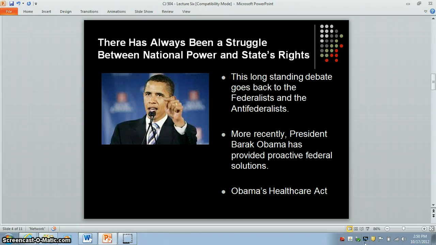The election of President Barack Obama in 2008 certainly sent shockwaves through the Republican Party. Republicans were leery of the fact that President Obama favored proactive federal solutions. As a result, the ultra-conservative Tea Party emerged. For Tea Partiers, Obama's Health Care Act in particular represented a dangerous encroachment by the federal government into areas of policy that was traditionally governed by local citizens and their elected state leaders.